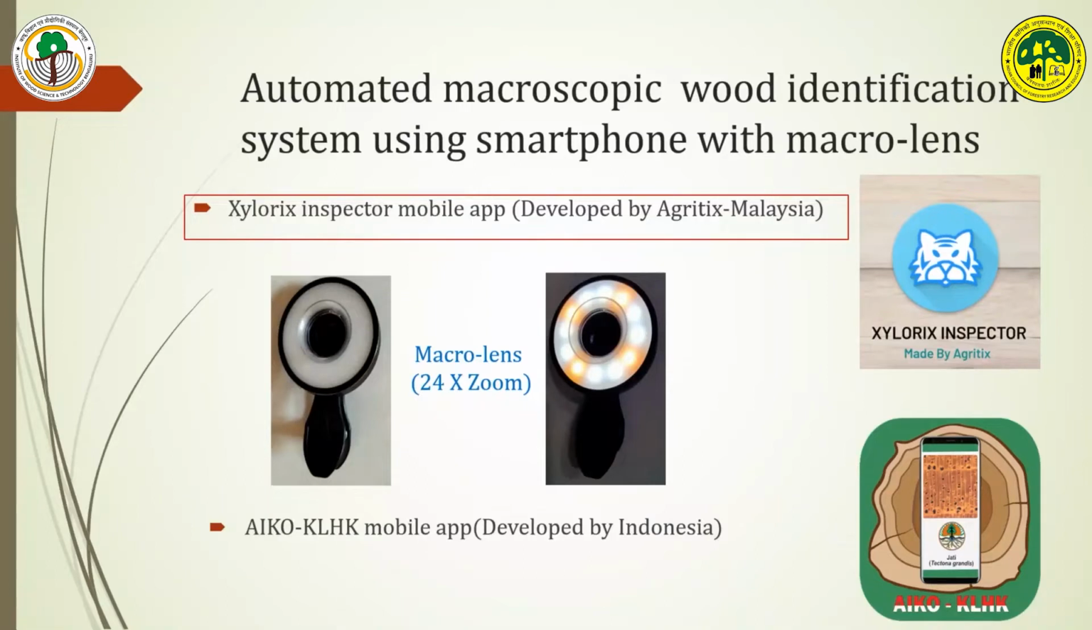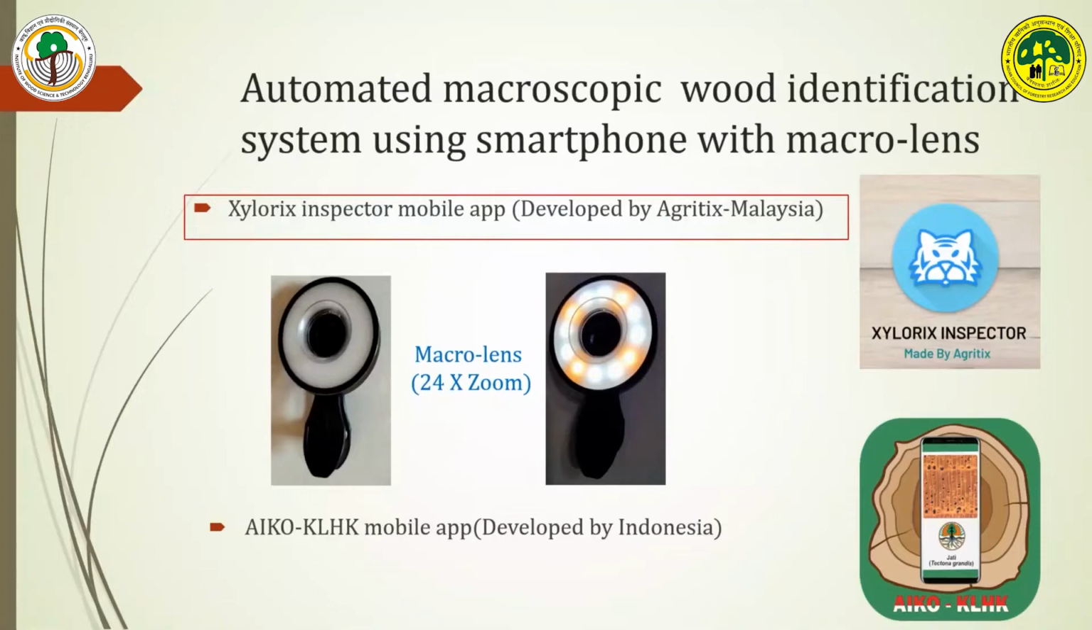GTTN is nothing but a network that is created to promote the implementation of innovative tools to identify logs or timbers, to combat the problems of illegal timber trafficking. Then the second app is the AICO KLHK mobile app, developed by Indonesia. It is not so popular. I think it is limited to its own country only.